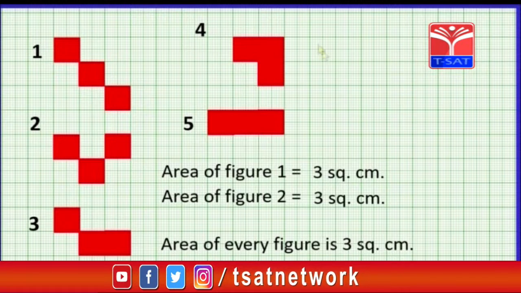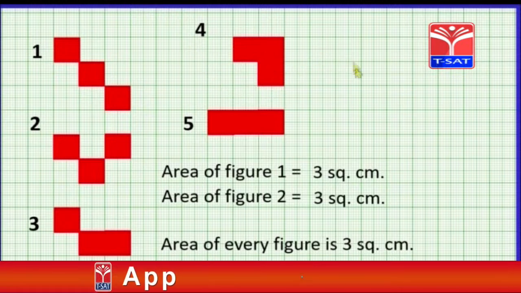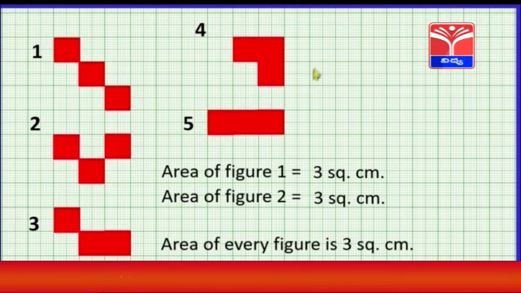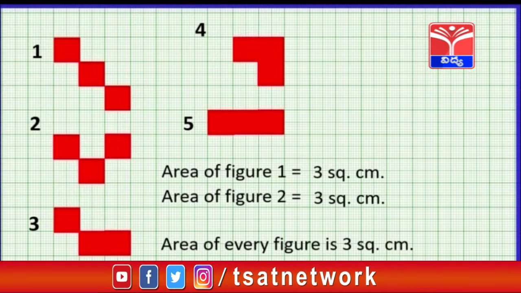In any grid paper, you can draw any shape by filling the entire square. If you fill the entire square, you get 1 square centimeter area. This is unit square.